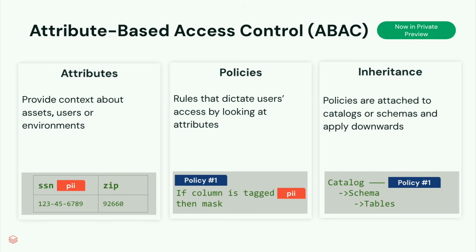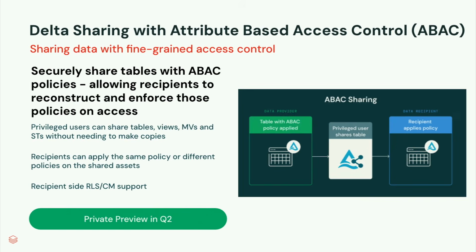So we're super excited to share that ABAC within Unity Catalog is now in private preview, but we also have Delta Sharing of assets, tables, MVs, STs, which have ABAC policies enabled on them. This is possible right now in private preview. So if you are a privileged user on the provider side, excluded from an ABAC policy associated with the table, you can Delta Share the table. Previously, we did not allow sharing of tables or assets with RLS CM.